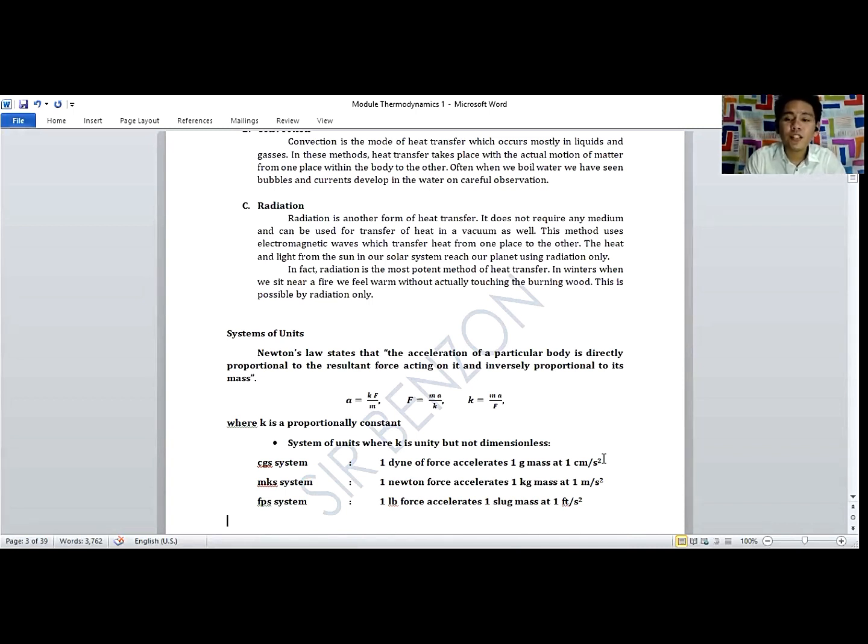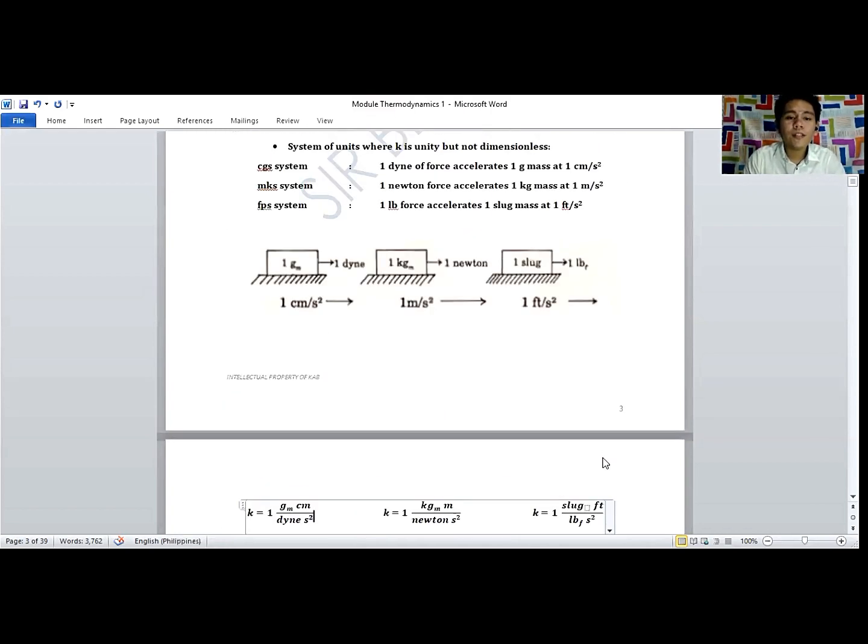The radiation from the sun, which reaches the Earth or the Earth's surface.